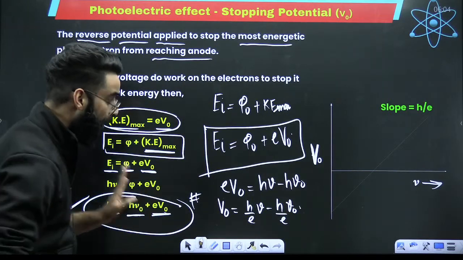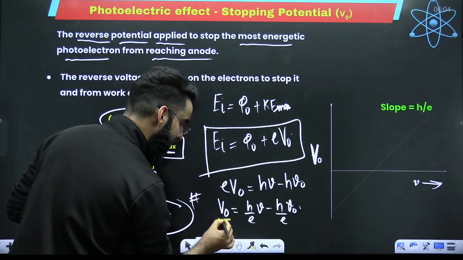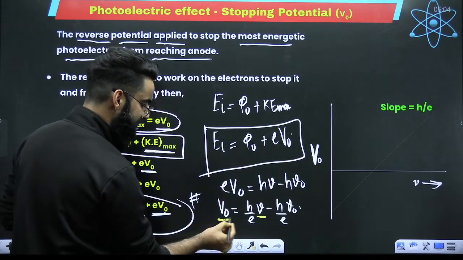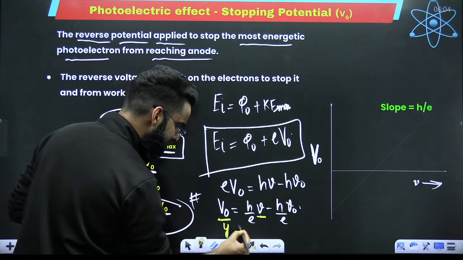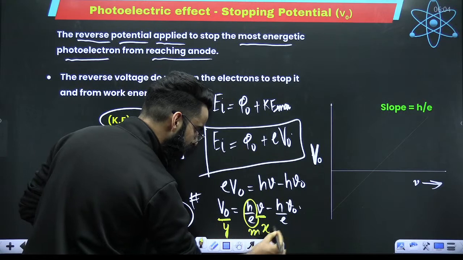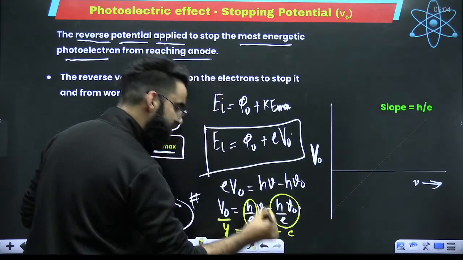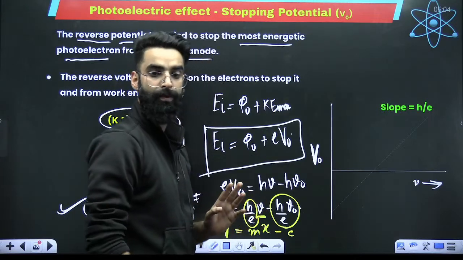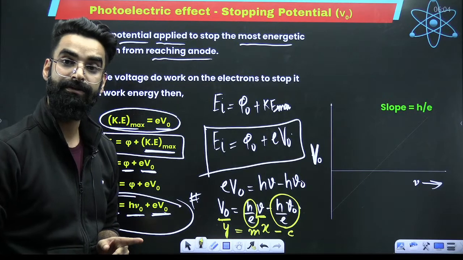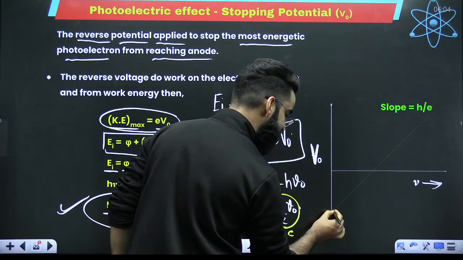Absolutely. I'm plotting a graph between stopping potential and frequency of the incident light. This is plotted along the y-axis. This I'm plotting along the x-axis. So this automatically becomes your m. This whole term becomes your c. The sign in between is minus. So y is equal to mx minus c. Again, a straight line, but not passing through the origin. It's starting below the origin. This is the origin, for example. It will start from here.